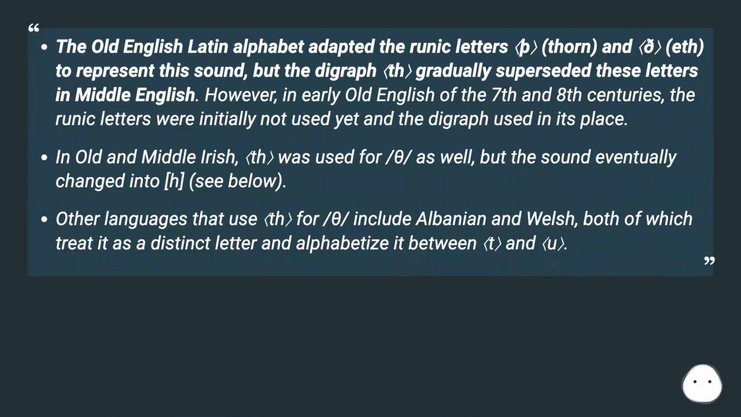The Old English Latin alphabet adapted the runic letters, thorn and eth, to represent this sound, but the digraph th gradually superseded these letters in Middle English. However, in early Old English of the 7th and 8th centuries, the runic letters were initially not used yet and the digraph used in its place. In Old and Middle Irish, th was used for theta as well, but the sound eventually changed into h, see below. Other languages that use th for theta include Albanian and Welsh, both of which treat it as a distinct letter and alphabetize it between t and u.